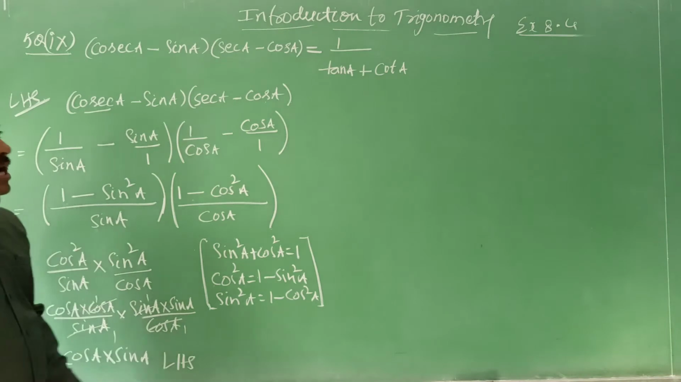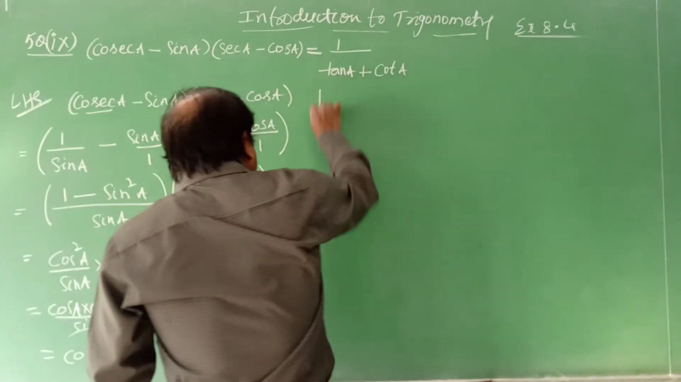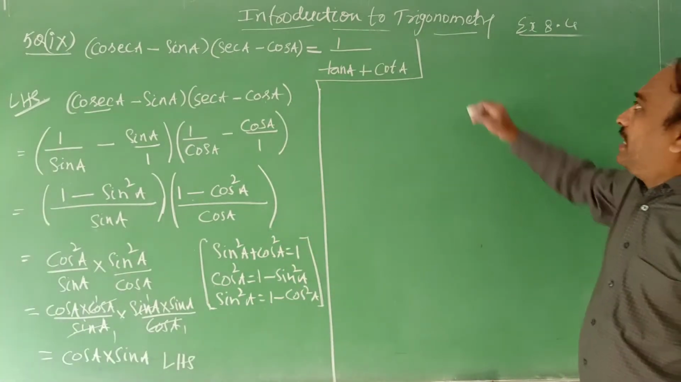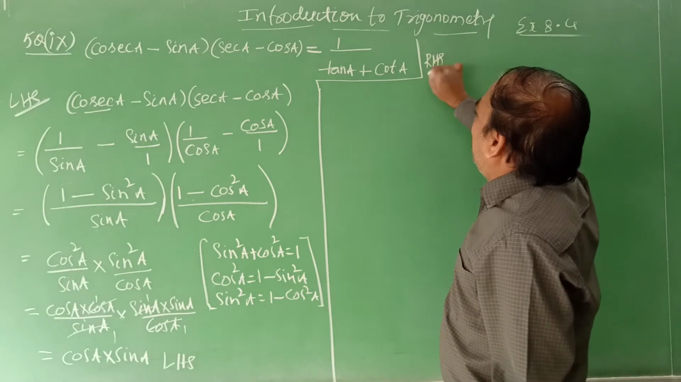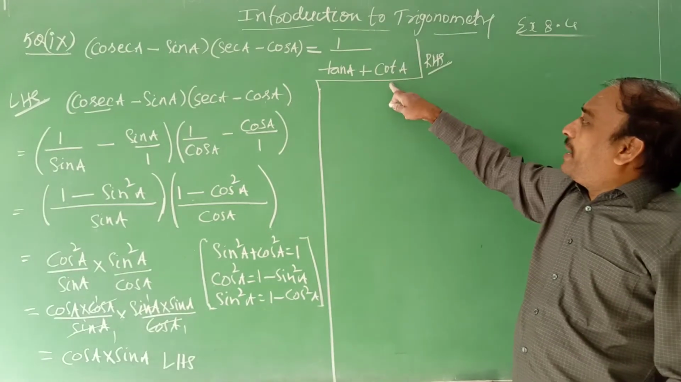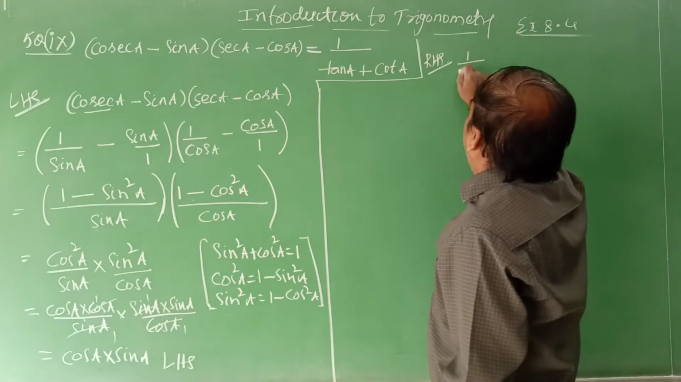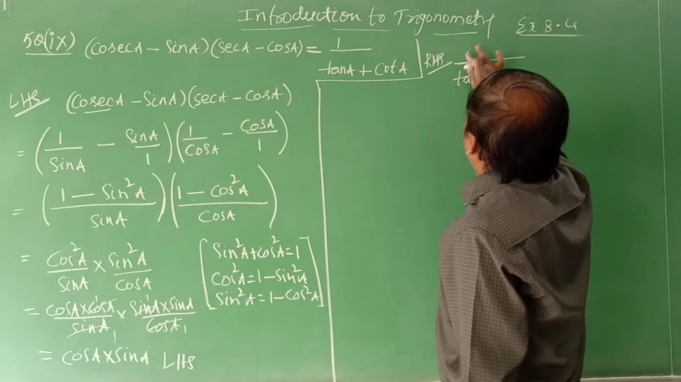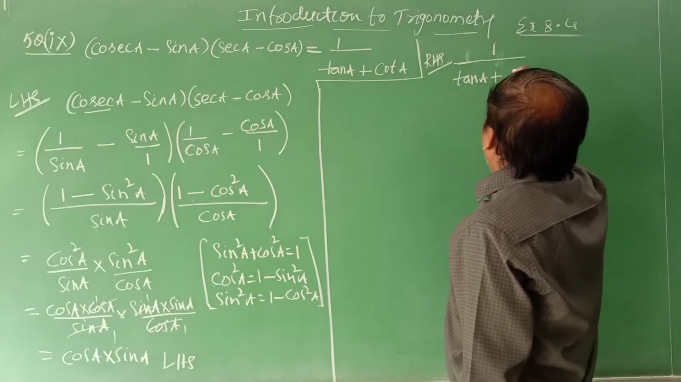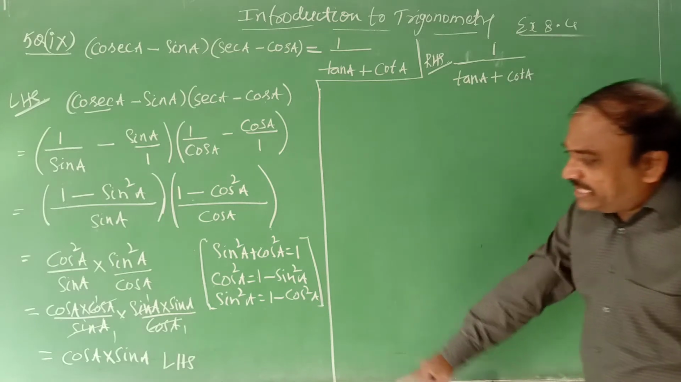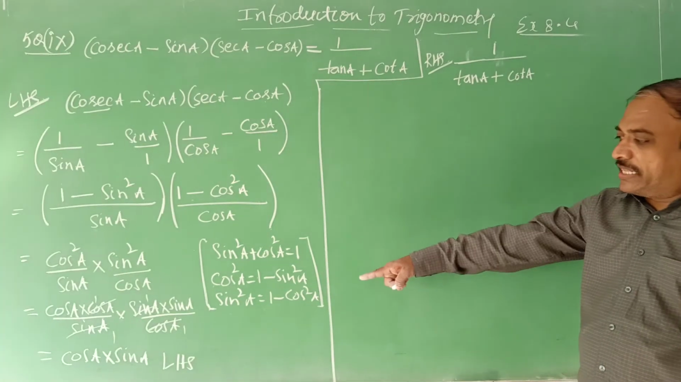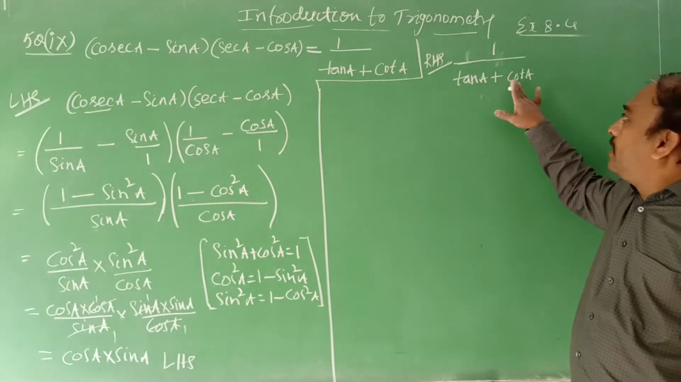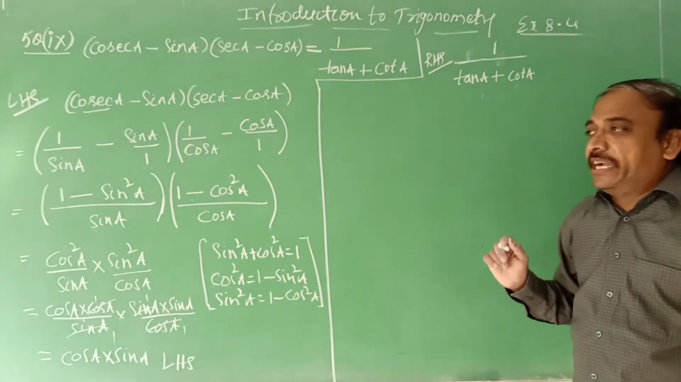Now we simplify the RHS part separately. So now we are doing the RHS. What is the RHS? We have 1 by tan A plus cot A. So our answer is in terms of cos and sine. Try to change this tan and cot in terms of sine and cos.